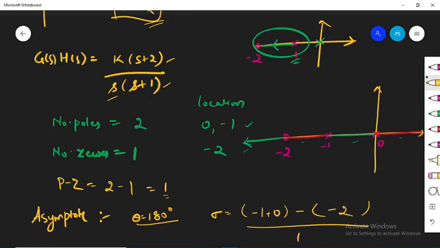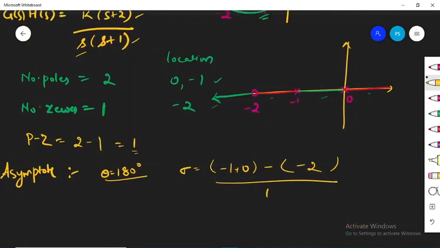So where will this asymptote lie? It will be minus 1 plus 2, that will be plus 1, divided by 1. So I can say that my asymptote is actually lying at this point, that is s is equal to 1.